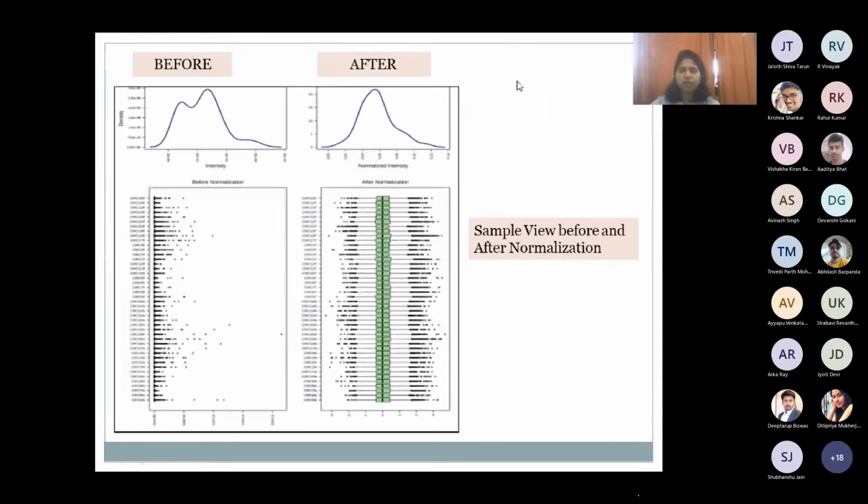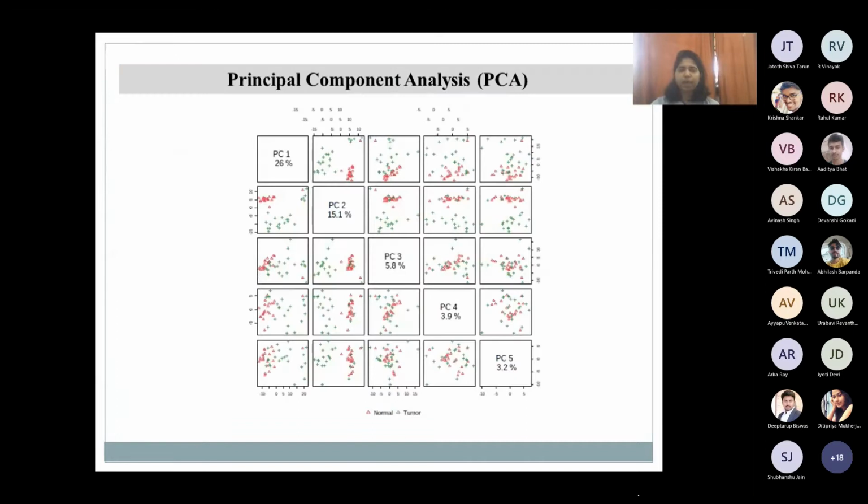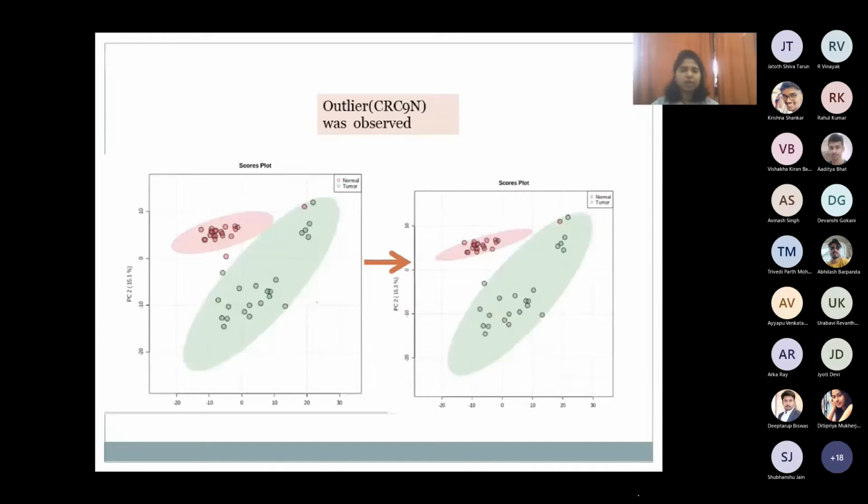Here we observe the Gaussian distribution after the data has been normalized, and we see that we obtain the desired Gaussian distribution. Normalization basically helps us in preventing the run-to-run variation in a sample. Next, principal component analysis is done. Here we can see the principal component analysis, and we observe in the 2D plot that there was an outlier, which is CRC9N, one of the normal samples, and the outlier was removed.